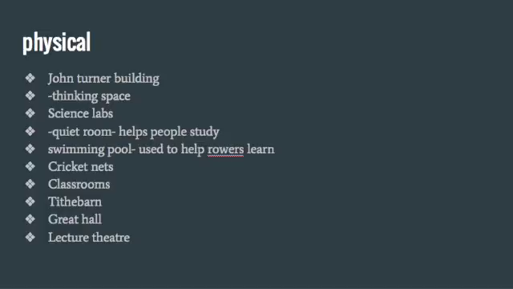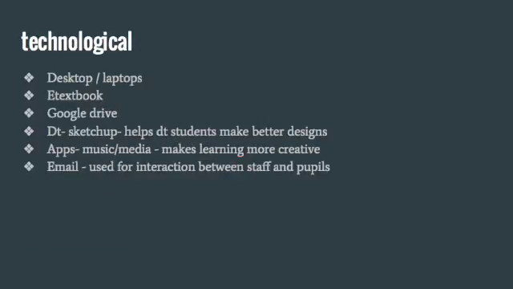Physical resources include the John Turner Building, the Thinking Space, science labs, the Quiet Room, swimming pool, like where rowers are helped to learn, cricket nets, classrooms, Taipan, Great Hall, and lecture theatre. These are all physical assets that people can use and that Shiplake owns.